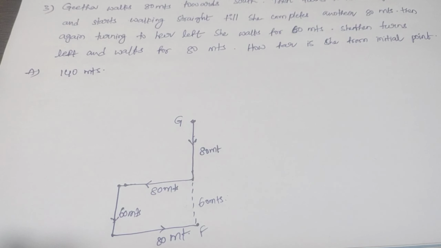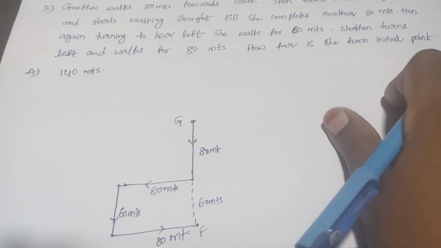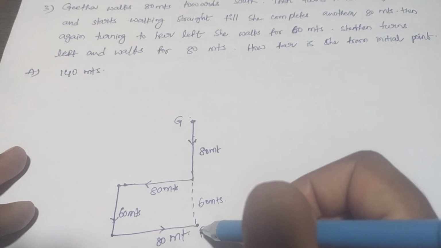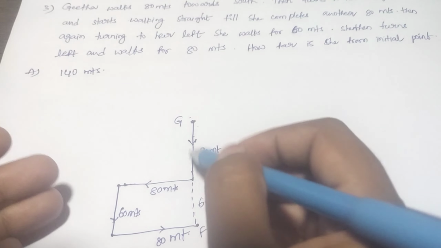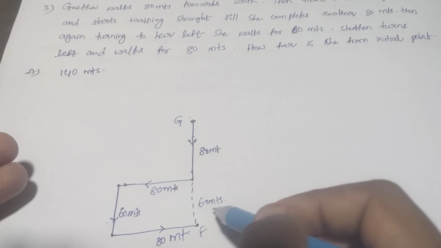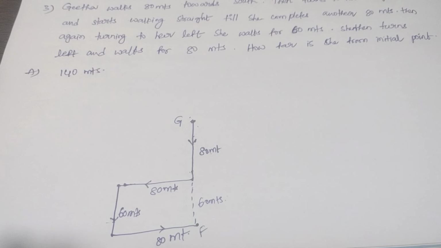What is the question here? How far is she from the initial point. This is the initial point and this is the final point. We have to calculate this distance, and from here to here it's 80 meters, and from here to here we already know this is 60 meters. Now we have to calculate 80 plus 60, that is 140 meters is the answer for this question.